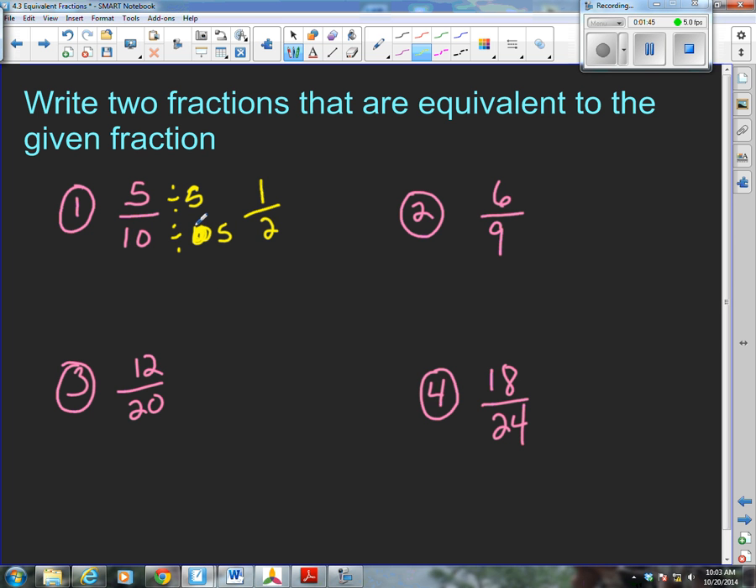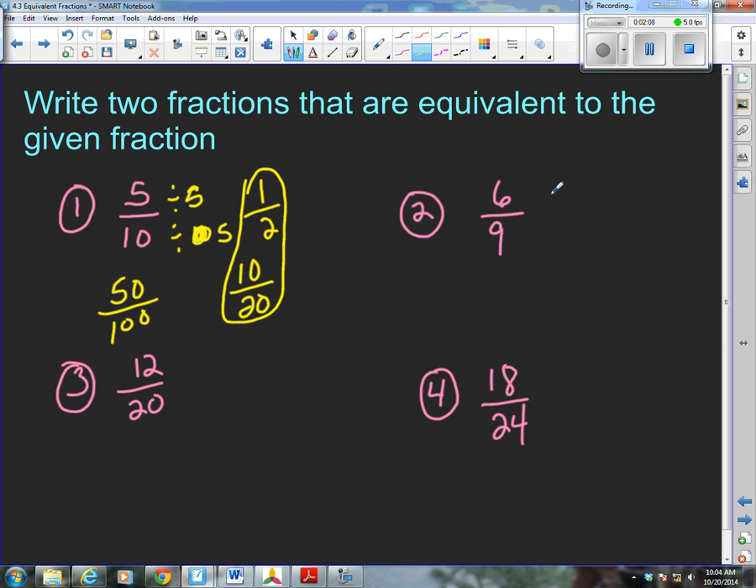Another way of doing this would be to multiply. What if I multiply the top by 2 and the bottom by 2? Well, that would give us 10 over 20. These two are equivalent, and they're both equivalent to 5/10. I can also multiply the top and the bottom by a different number, let's say 10, and get something that looks like this. All of these fractions are equivalent because they equal the same number.